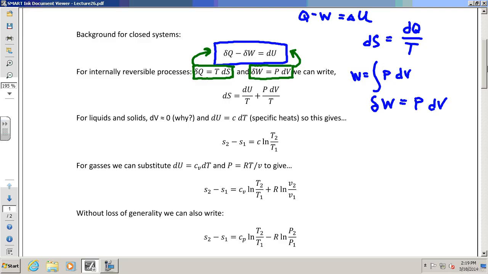For liquids and solids, we can simplify this equation. We can write dV is approximately equal to 0. And I have a question. Why? Any ideas? For liquids and solids, differential change in volume is approximately equal to 0.